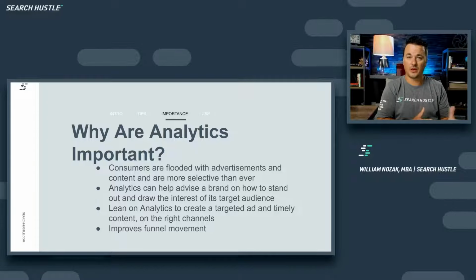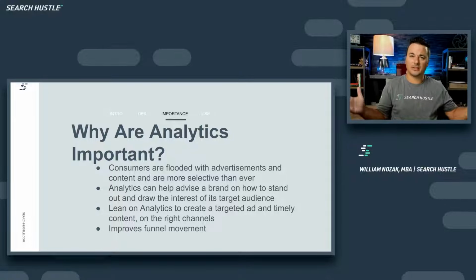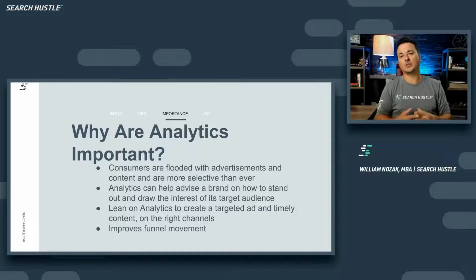We want to be in the right channels. Lean on analytics to create a targeted ad and timely content on the right channels. We're going to use our analytics to really understand more things about that large group. And of course, we're thinking bell-shaped curve, obviously. There's always going to be 1 and 2 sigmas away that there's other additional things that we can do to target even these small pockets of people.